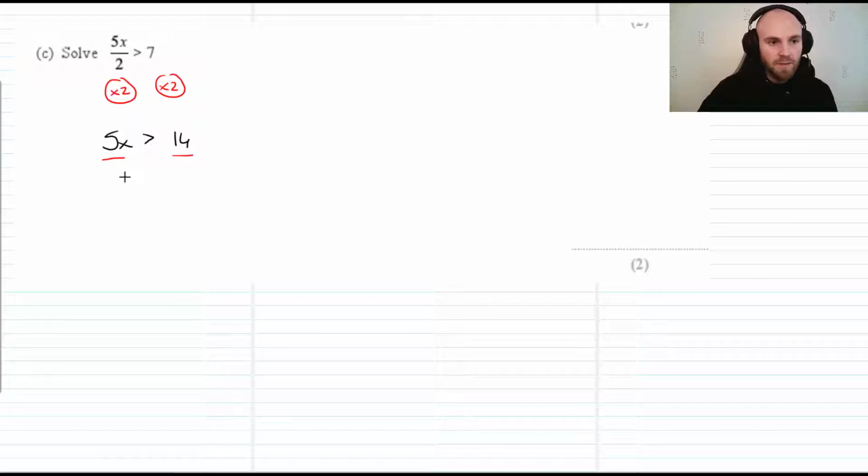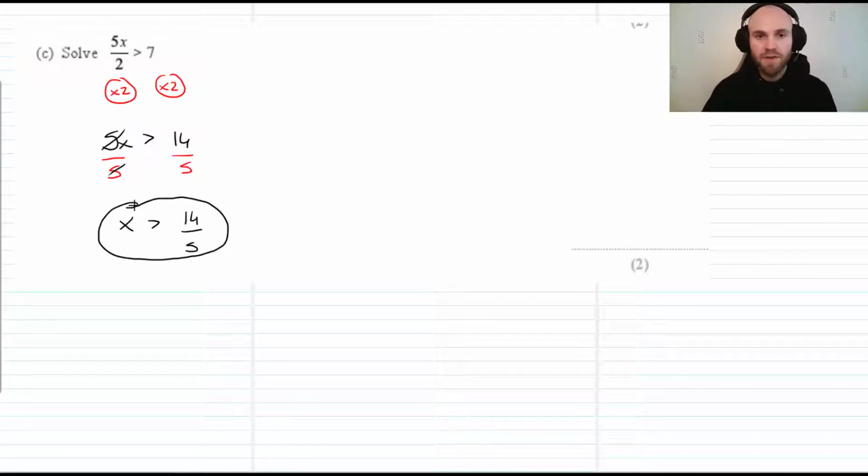I'm going to divide through by 5 to get x alone, so 5 divided by 5, they're going to cancel out. x is greater than 14 over 5, and you could just leave it like that for your answer.